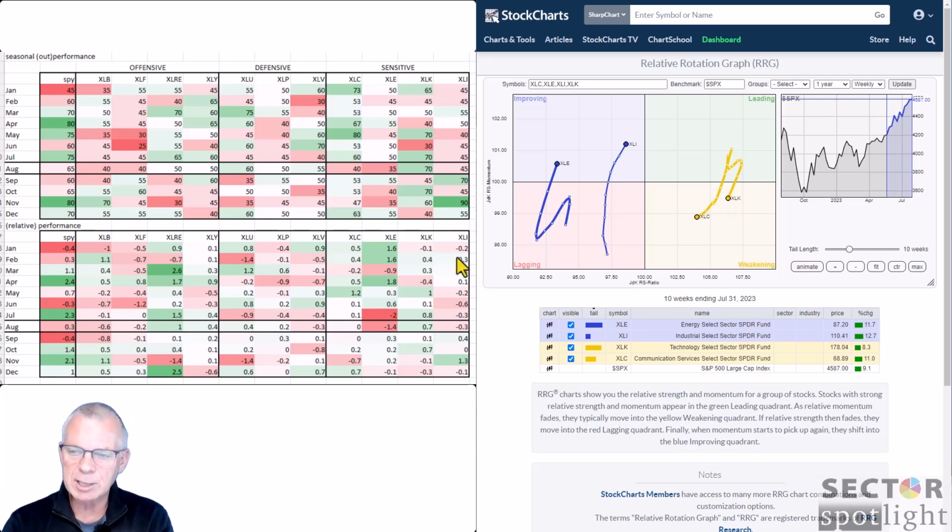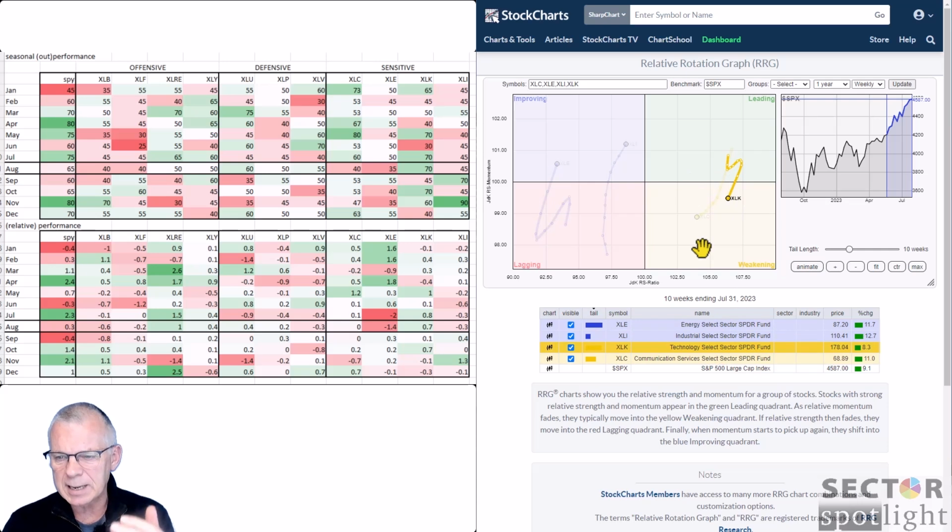Now look at the actual rotation. Here is XLK, just coming out of the leading quadrant, moving into weakening. That is not a tail, that's not a heading, that's not a direction that I associate with a strong month of August, with a strong upcoming month. When I look at this, it suggests that there is more weakness to come. It's still a strong sector, we're still on the right-hand side, but there is a loss of momentum.